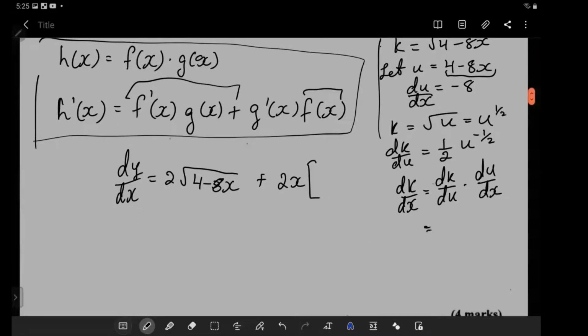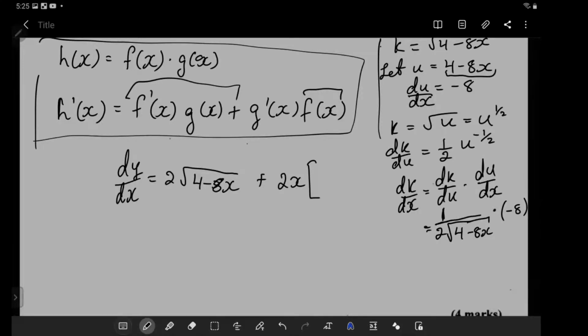Right, so what do we get? We get dk/du is 1/2 times the square root. Now this is a minus exponent, so we can put it in the denominator. So we have 1/2 square root of 4 minus 8x, because that is what u is, times du/dx, which is negative 8. And that's our derivative for this second function.